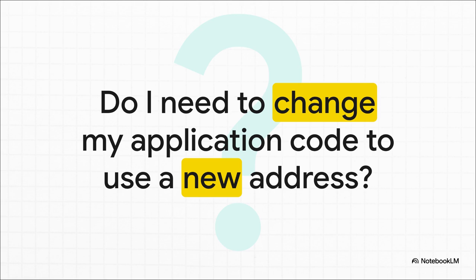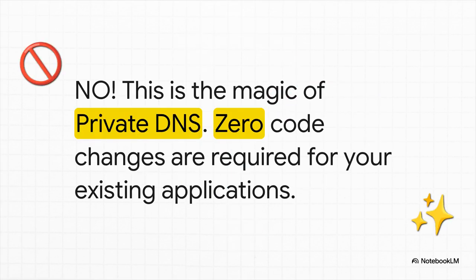So naturally, the question every developer is asking right now is, wait a minute. If there's a new private endpoint, does that mean I have to go back and refactor all my code to use some new private address? And the answer, thankfully, is a resounding no. Absolutely not. And this is where the real magic happens. There's zero code changes required, and it's all thanks to a feature called Private DNS.